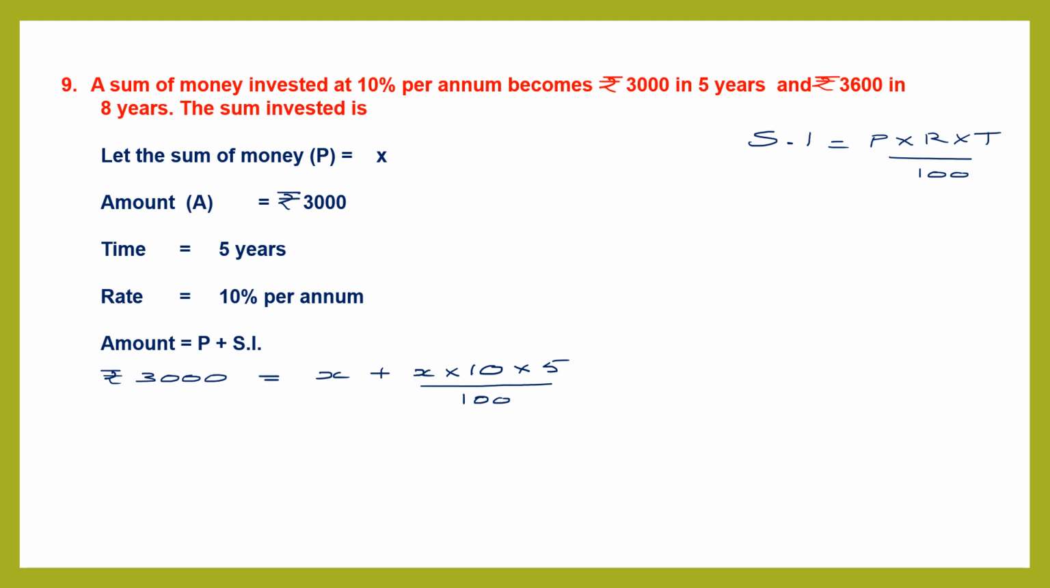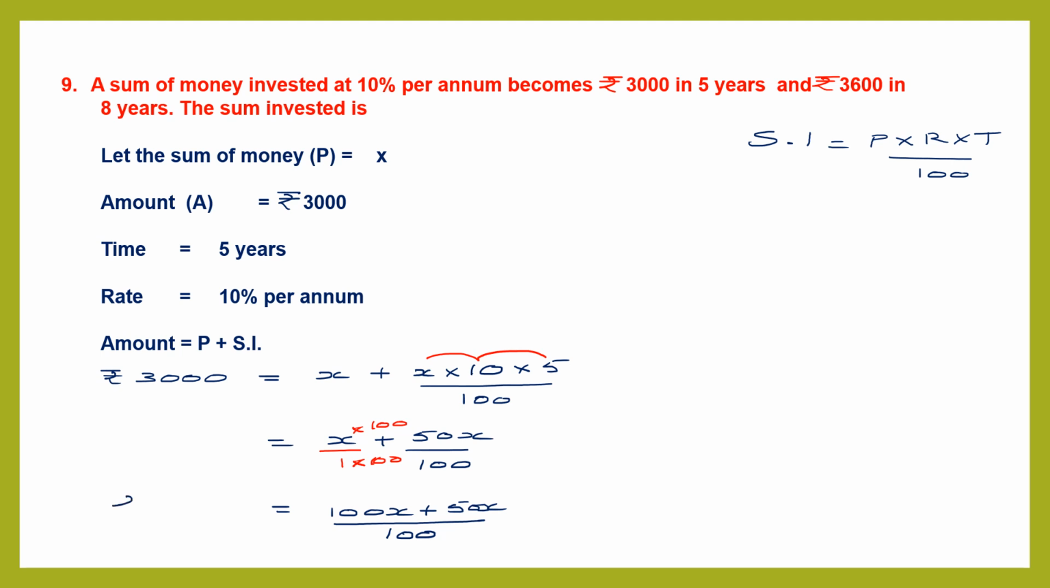So let us simplify this. This becomes x plus, now here we can multiply all these. x into 10 is 10x, 10x into 5 is 50x. So this is 50x by 100. Now we can consider x to be a fraction, give it the denominator 1. Now let's get the LCM. 1 and 100 means the LCM will be 100. So we have to multiply x by 100, so x into 100 will become 100x. Now here it is already 100, so we write the same thing, 50x.